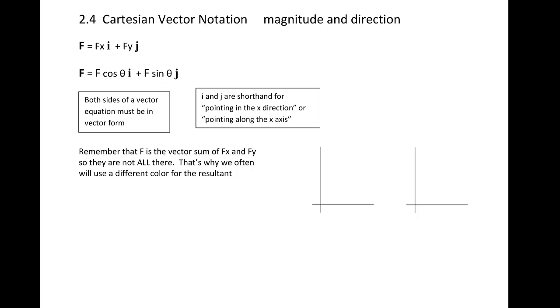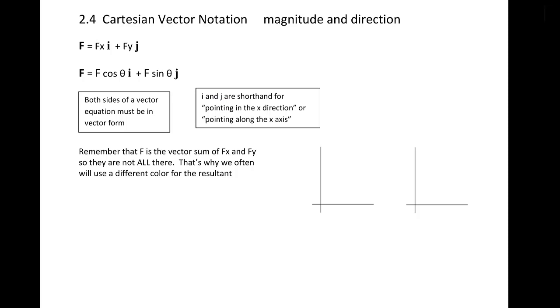If you write an equation with a vector on this side, then the other side has to be a vector as well. So both sides of this equation must be in vector form, and all this is just to say that i and j are shorthand for pointing in the x direction or pointing along the x-axis.